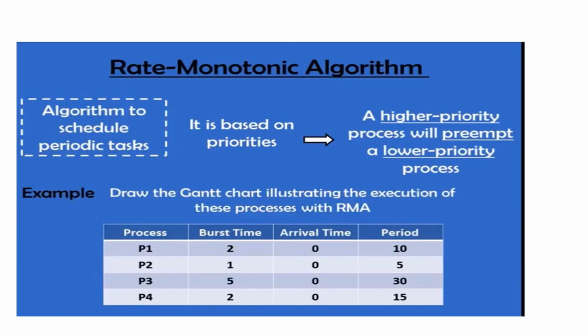So, now we will see how we can calculate the scheduling using this rate monotonic algorithm. The algorithm to schedule the periodic tasks is based on priorities. We give the highest priority based on the period. So, we can see the example here. Process P1 burst time is 2, P2 is 1, P3 is 5, P4 is 2. The period for P1 is 10, P2 is 5, P3 is 30 and P4 is 15. So, the highest priority is for P2 with period 5, then P1 with 10, then the next priority is for P4, then the last priority is for P3.